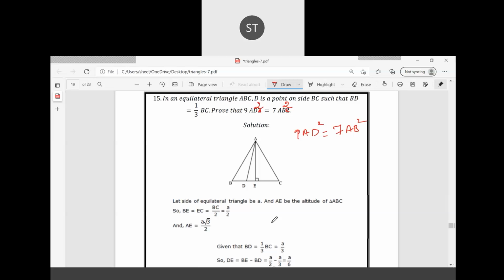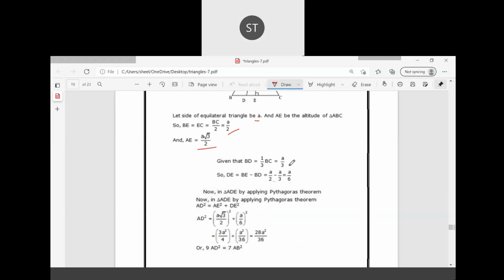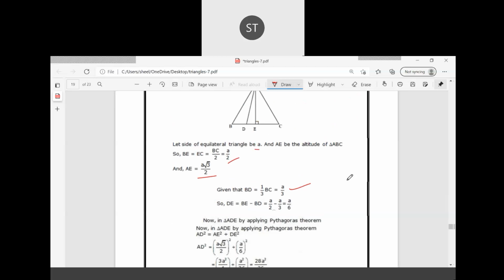So here, the side of the equilateral triangle is A, and AE is the altitude. AE as altitude, we already know the formula, root 3A by 2. Now BE and EC are half of the side, that means A by 2. This much knowledge we should have. And one more condition is given in the question, BD equal to 1/3 of BC. In an equilateral triangle all the sides are equal, so BD will be equal to A by 3 only. If you know these three points, then it will be easy to prove.